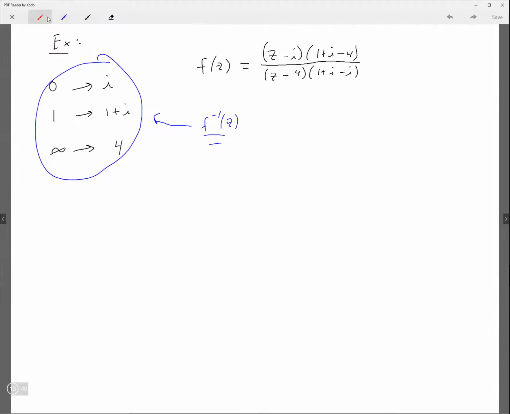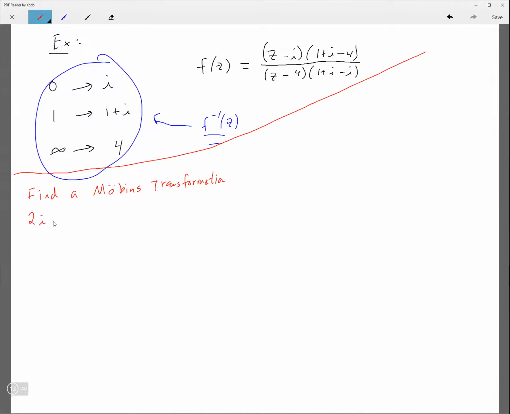But usually, or a lot of the time, you don't have to even use the cross ratio to figure out a mapping. Let me give you an example here. Find a Mobius transformation, and what I want to do is map 2i to 0. I want to map infinity to 4, and I'm going to map i to 1. Okay? So I want those conditions right there.